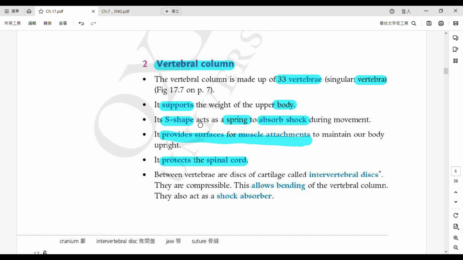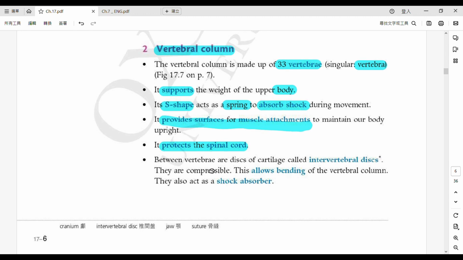Let me say it again. The first is to support our body. The second is to absorb shock, because it is S-shaped. The third is to provide a surface for muscle attachments and keep our body upright. And lastly, it protects the internal thing inside, which is called the spinal cord.